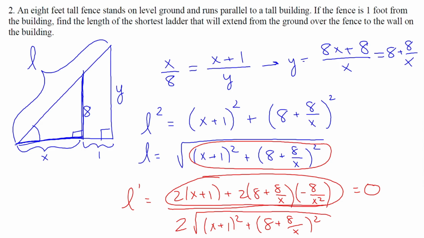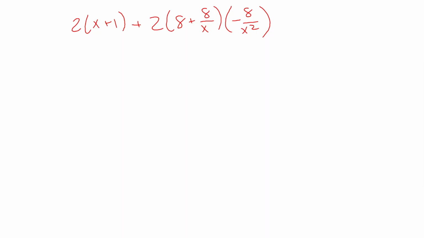Let's go to a new page for this. So we had 2 times (x plus 1) plus 2 times (8 plus 8 over x) times negative 8 over x squared. So we're looking for when that equals 0. So this is 2x plus 2 plus, in fact, actually it's going to be a minus here because we got the minus 8 over x squared.